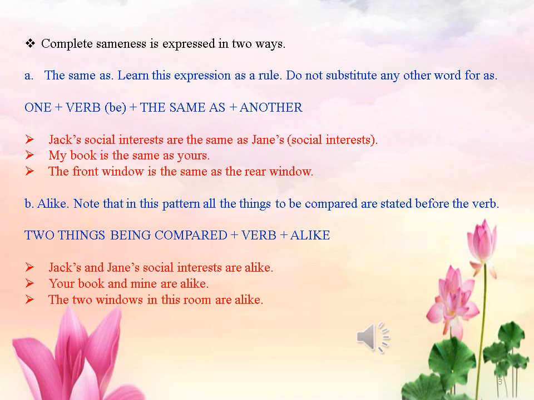Do not substitute any other word for as. One verb be the same as another. Example, Jack's social interests are the same as Jane's social interests. Example, my book is the same as yours. Example, the front window is the same as the rear window.